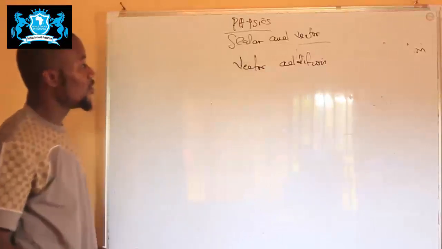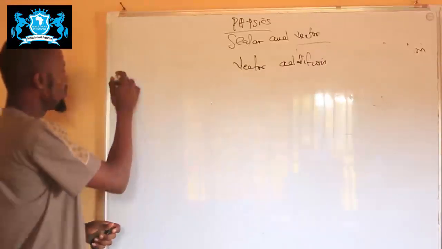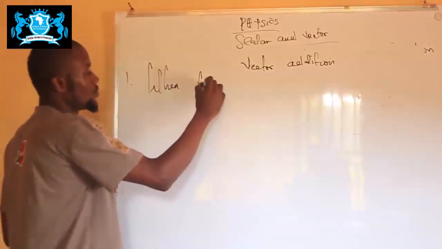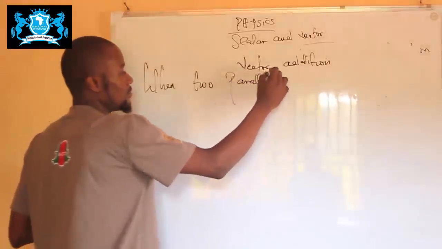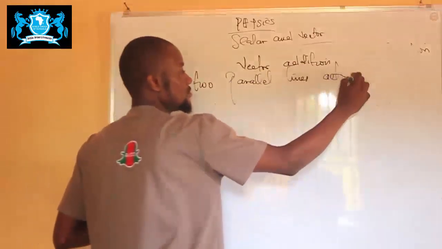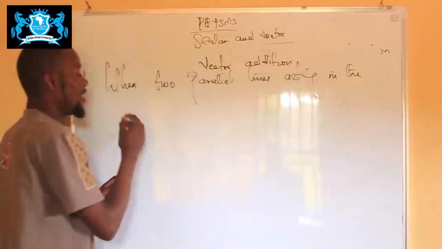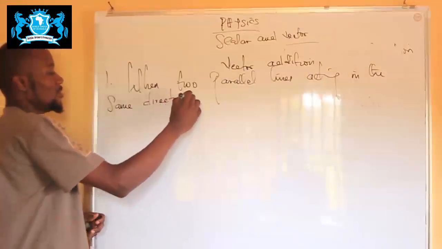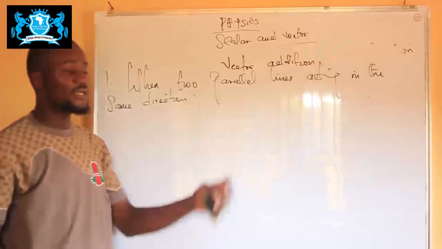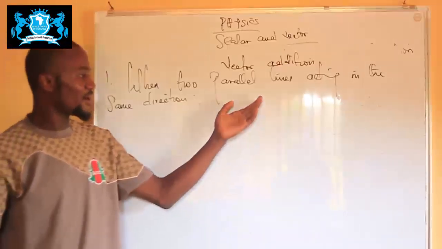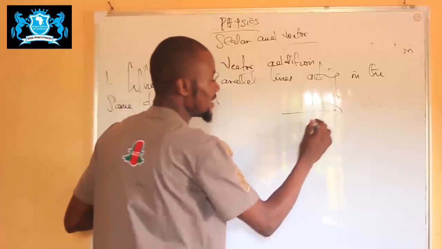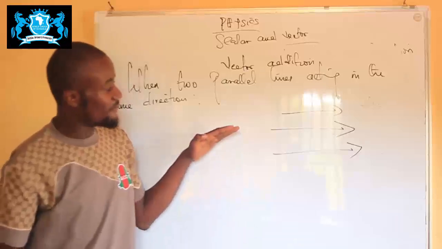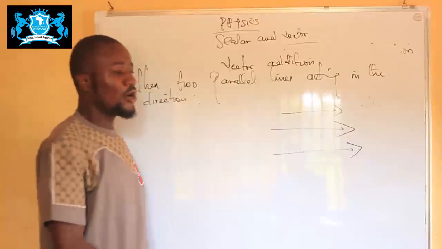There are so many patterns of addition of vectors. The first pattern we are going to look at is when two parallel lines are acting in the same direction. First of all, what are parallel lines? Parallel lines are lines that are facing the same direction, but they can never meet or touch themselves.